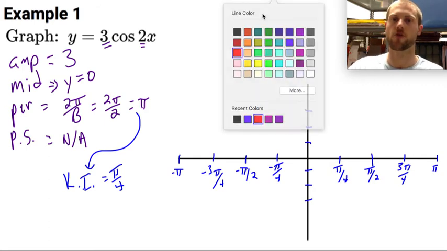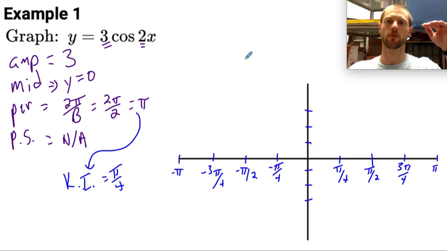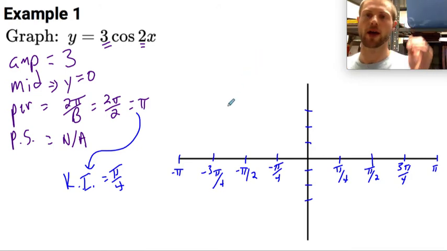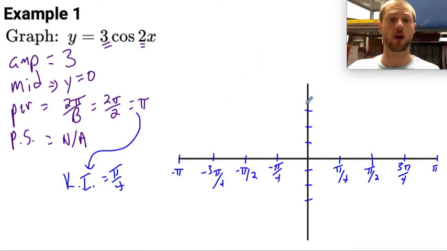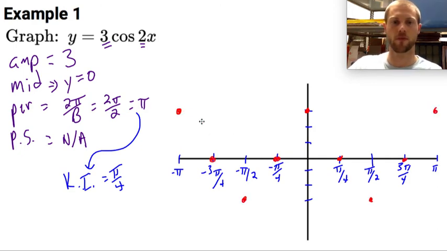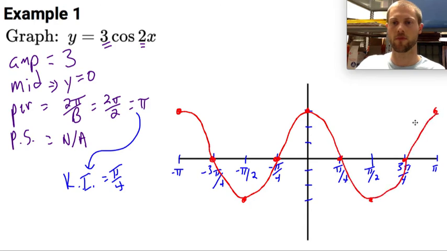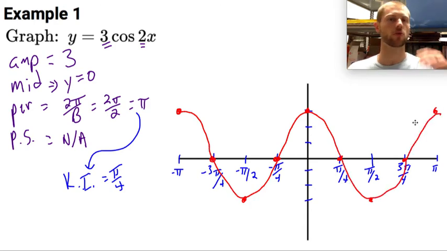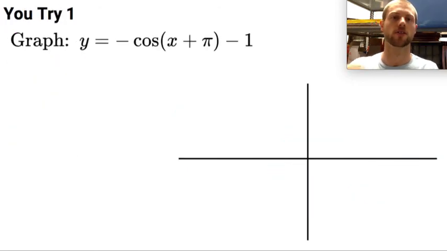Okay, now we're ready to plot this thing. All I need to do is follow my general pattern. I'm starting at a maximum, then going down to my midline and back up again. I've got no phase shift, so I'm going to start at x equals 0 at the maximum, and then follow my pattern. All right, so hopefully that went okay. Really not much different. As long as we know we're starting at the max, everything's the same as the sine curve.